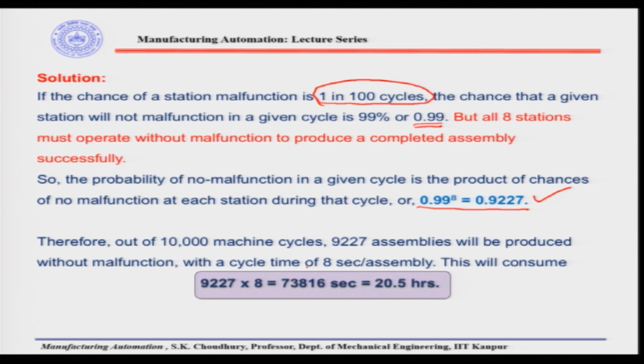And this cycle time is 8 seconds per assembly, let us consider, and this will then consume 9,227 assemblies, each one taking 8 seconds. So, this will be 20.5 hours, or 73,816 seconds. So, this is the time taken for assembly if one workstation malfunctions in 100 cycles.